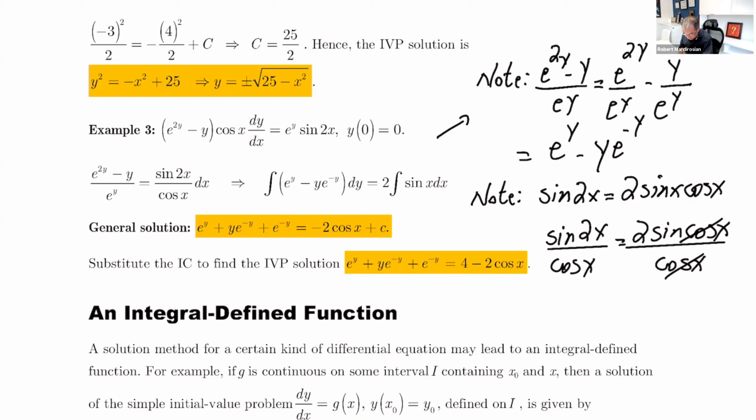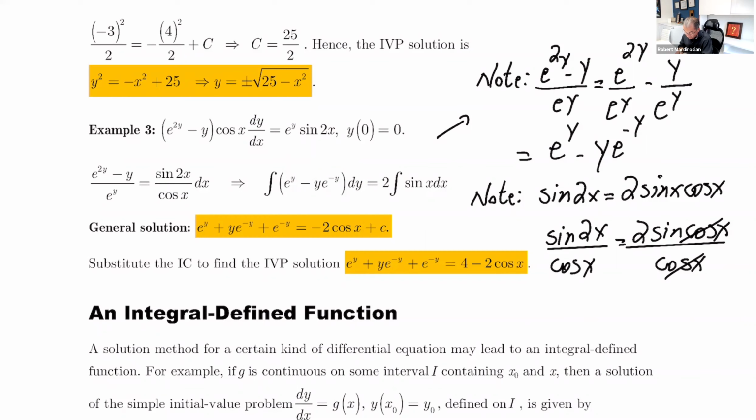Now, what's the solution here? The general solution: the integral of e to the y is just e to the y. And this one, you can do by integration by parts, so review integration by parts from Calculus 2. The integral of negative e to the negative y is y e to the negative y plus e to the negative y.